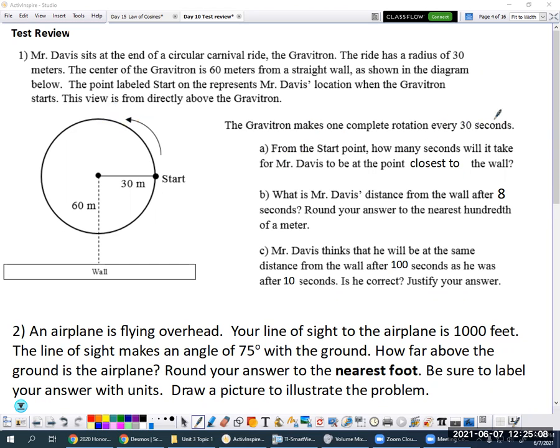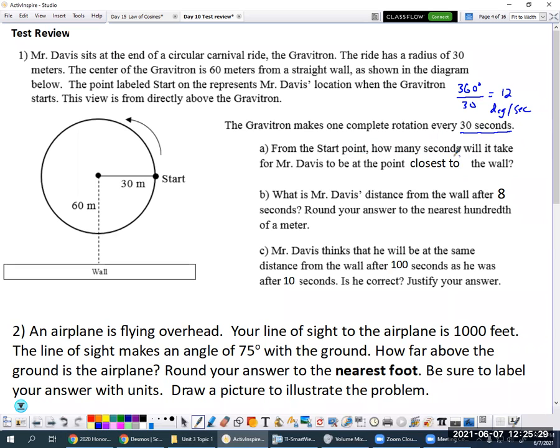So we are told that the gravitron makes a complete rotation every 30 seconds, and that's an important fact. I'm just going to real quick think to myself, okay, that means the gravitron moves 360 degrees in 30 seconds, which means it's moving 12 degrees per second. That's an important fact I'm going to need.